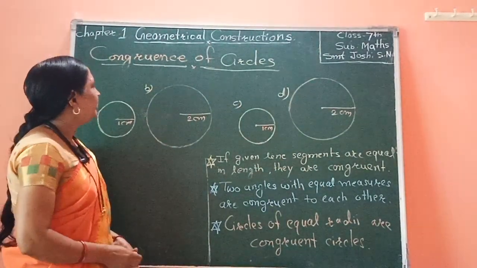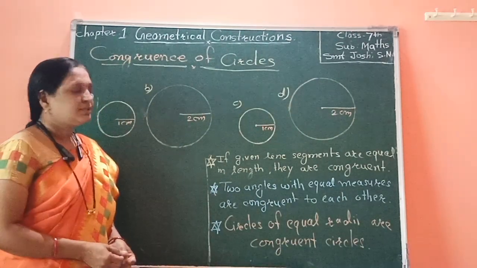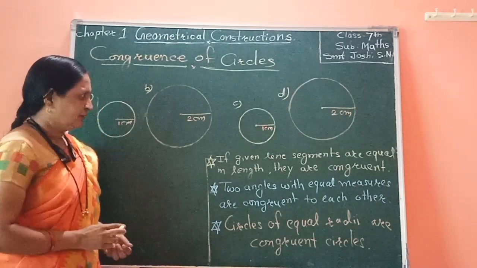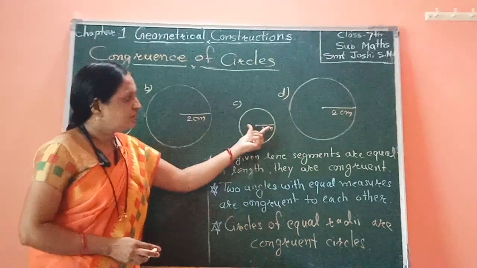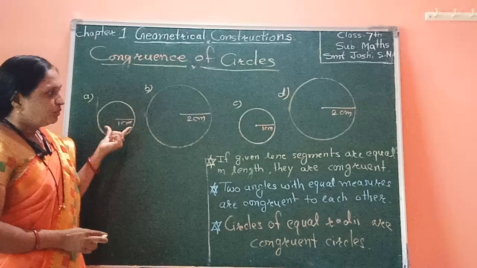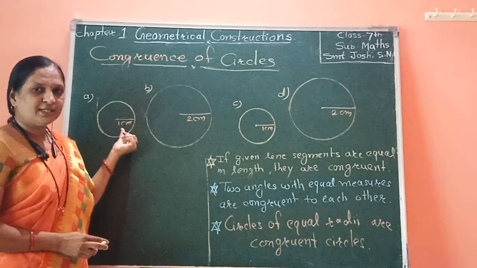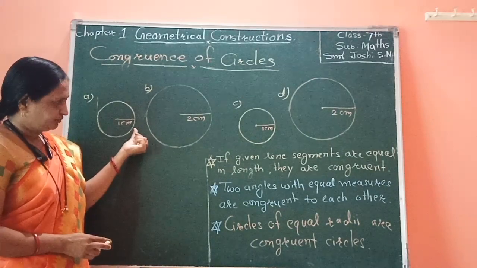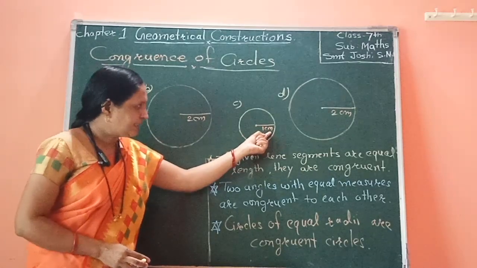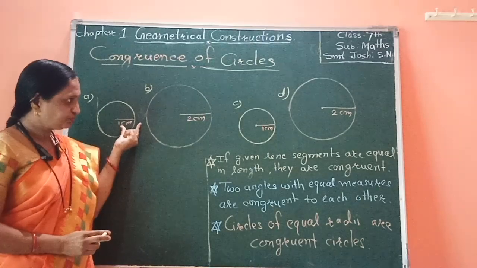Next and last point in the chapter, geometrical construction, that is congruence of circles. वर्तुळाची एकरूपता. See students, there are 4 circles A, B, C and D. We can see circle A radius is 1 centimeter and radius of C circle is also 1 centimeter. Means these two circles are congruent.